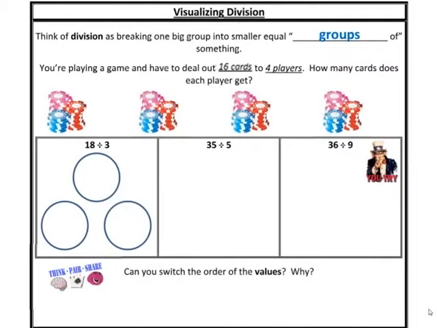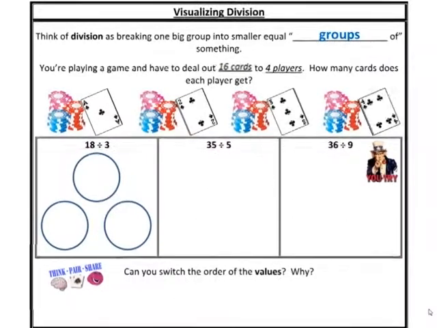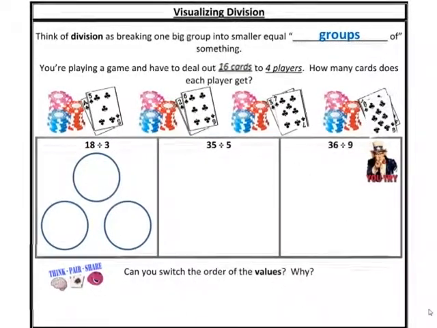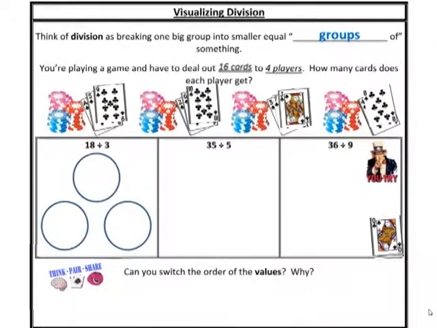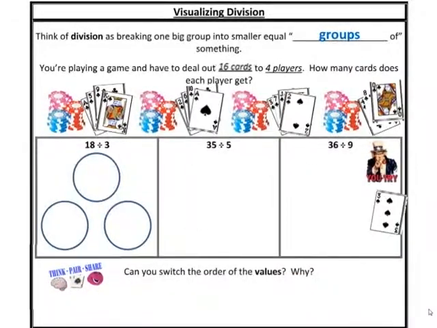You're playing a game and have a total of 16 cards to deal out to 4 players. How many cards does each player get? Well, generally you deal out 1 per person until you're out. 1, 2, 3, 4, 5, 6, 7, 8, 9, 10, 11, 12, 13, 14, 15, and 16. We divided our group of 16 into 4 smaller groups, each with an equal amount, in this case, 4 cards.